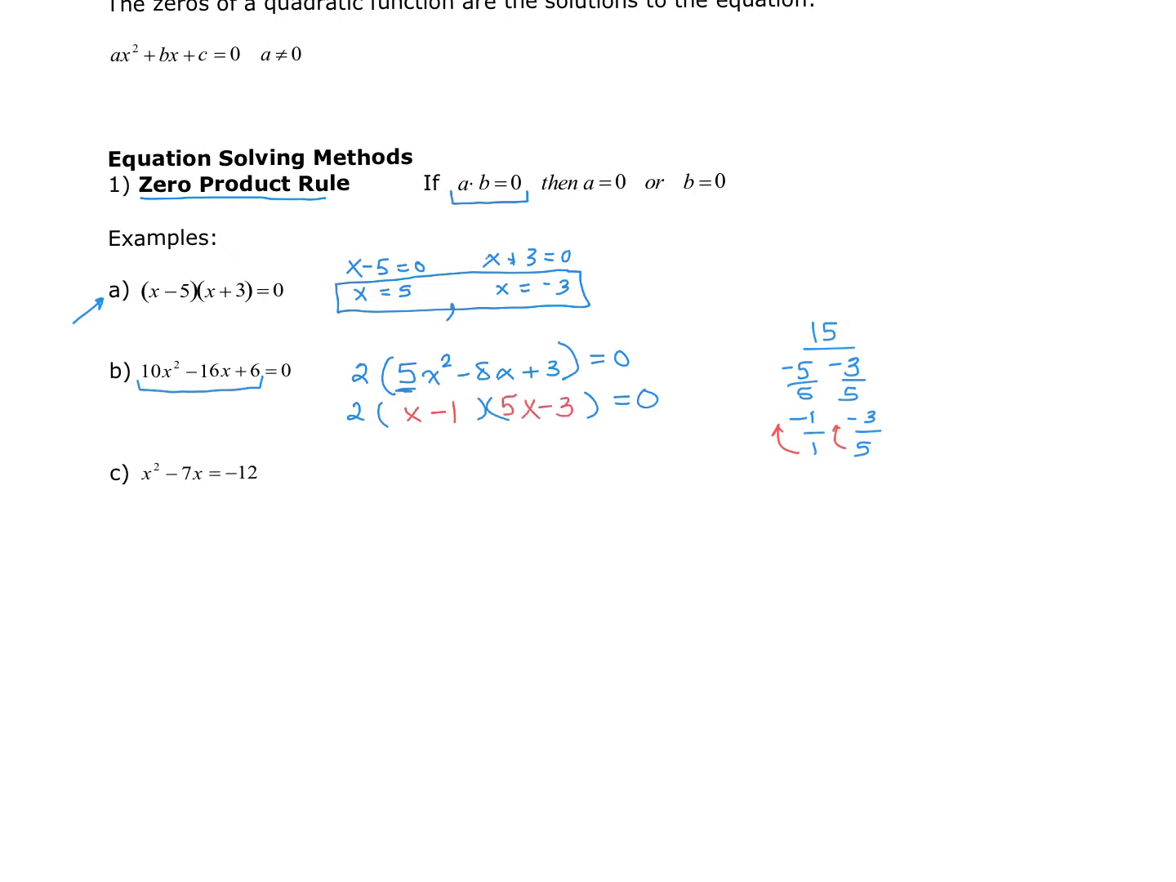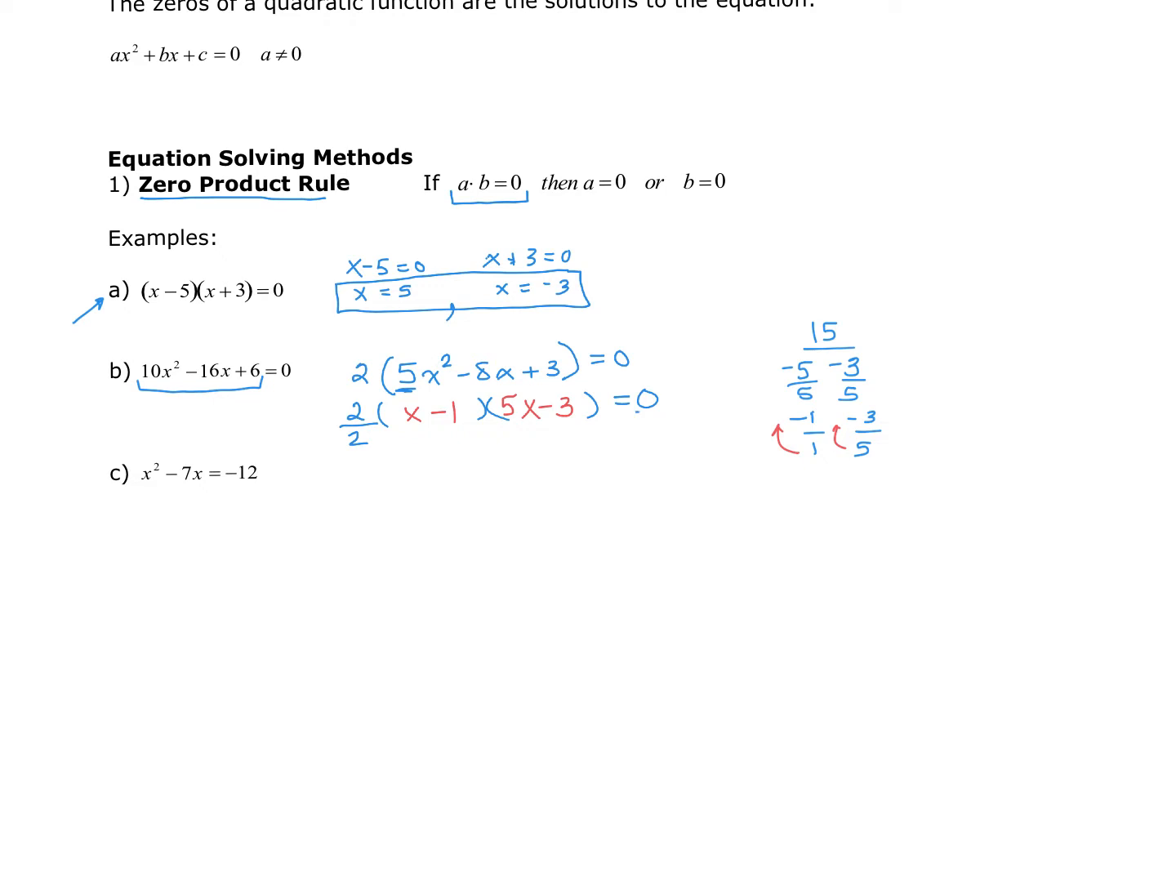So we should check ourselves. 5x squared minus 3x minus 5x gives us minus 8x, and then negative 1 times negative 3 gives us 3. Don't forget to bring that 2 down. Now, often I get, well, where does the 2 go? Well, you can think of it two different ways.